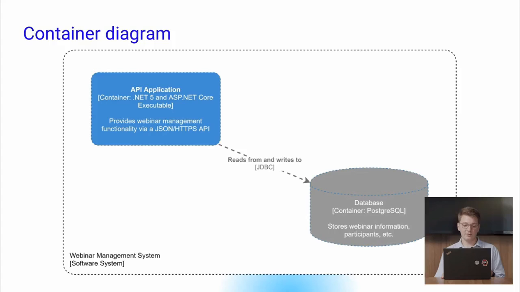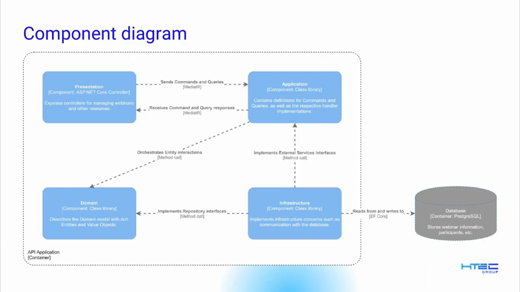It provides webinar management functionality by exposing a RESTful API. And the second container in gray is our database. For example, it's running Postgres, and we are using it to store our webinar information, participants, and so on. So let's take a deeper look into our API application container with this component diagram.